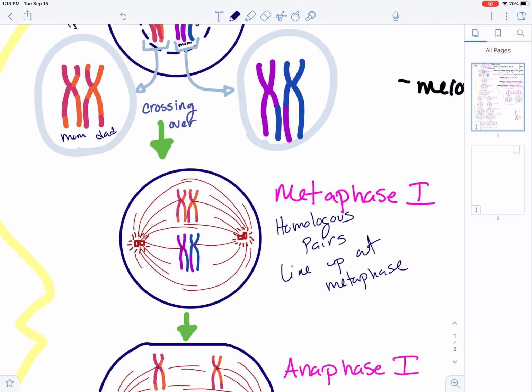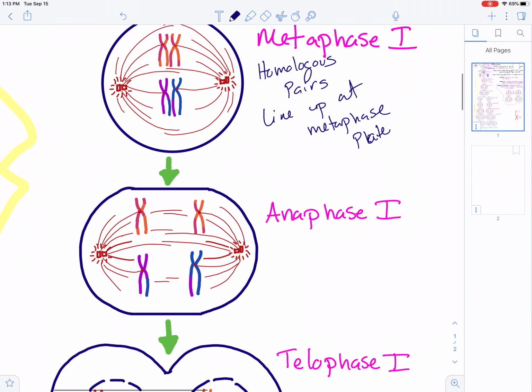And this is called metaphase 1. And we have little microtubules that help them get there, but notice that they're in pairs, so this looks very different than mitosis. The next step is that our homologous pairs get pulled apart. So homologous pairs get pulled to opposite ends.